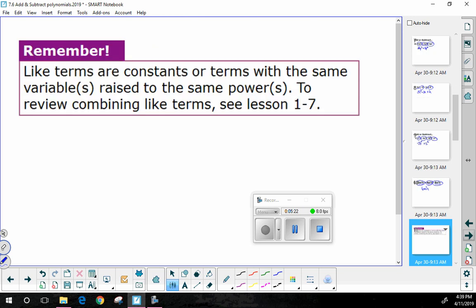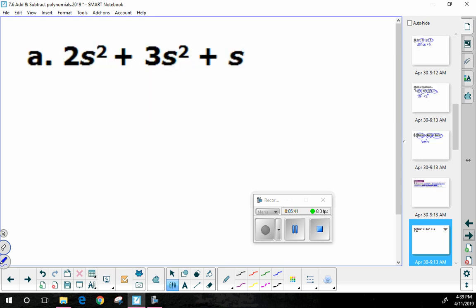The next example. Remember, like terms are constants, or terms with the same variables raised to the same power. Those are like terms. All right, here's another example. 2s squared plus 3s squared plus s. You'll need to write this down in your notes, and you'll see that these are like terms, so that's 5s squared plus s. That would be your final answer.